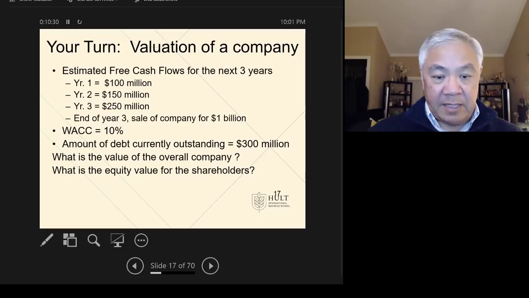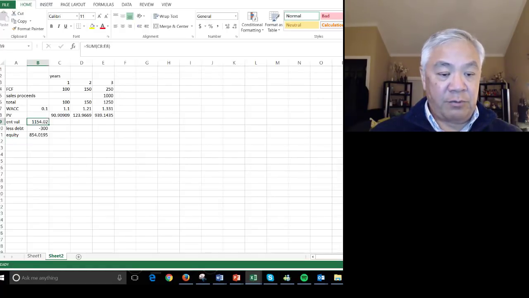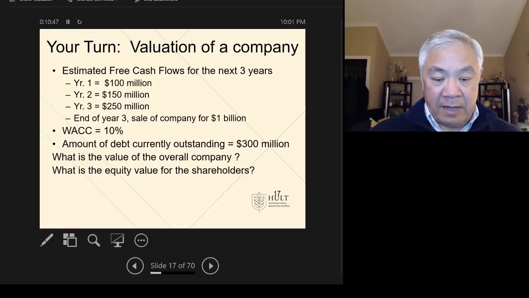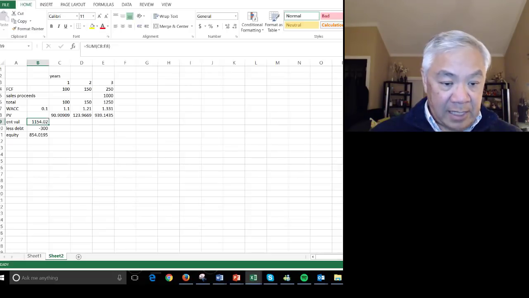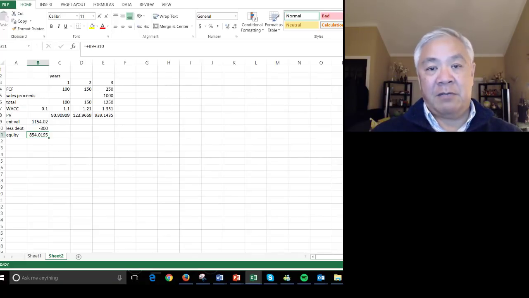In this case, this company with cash flows of 150, 250, and selling it for $1 billion at year 3 with a WACC of 10% and debt of 300, the value of the overall company to all providers of capital is 1.1 billion. The value to the shareholders is $854 million. So this is a very simple example of something you'll see quite a bit in finance, which is the valuation based on future cash flows as discounted by a cost.